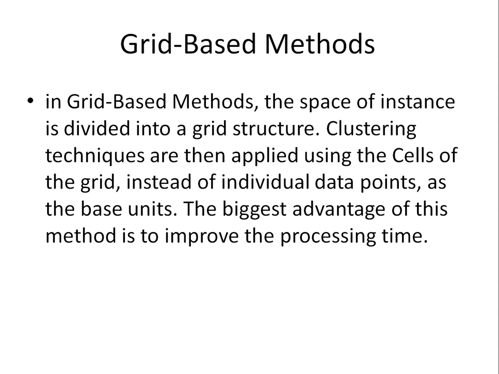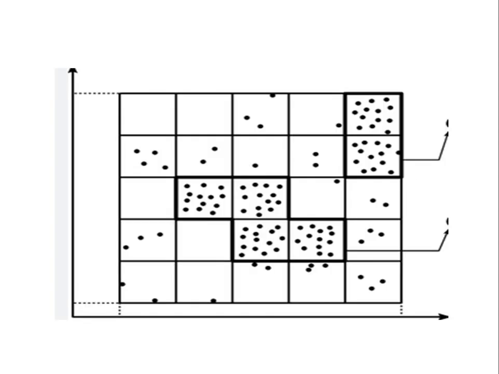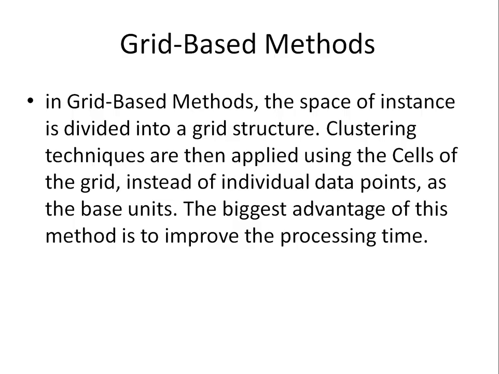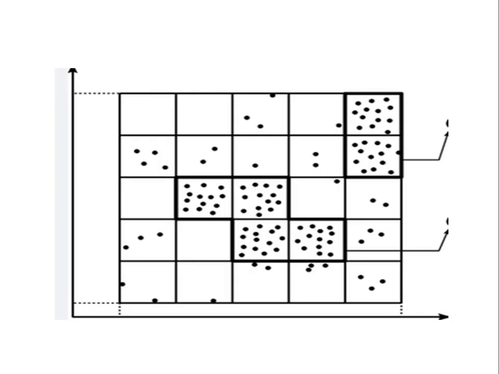In the grid-based method, the data space is divided into a grid structure, and clustering techniques are then applied using the cells of the grid instead of individual data points as the base units. The biggest advantage of this method is improved processing time. In the grid-based method, we group the data: similar two or three data, two data and four data, and multiple data can be combined here.